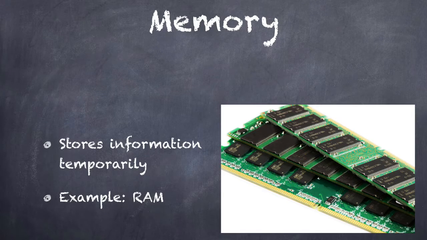Next, we have memory. Memory stores information temporarily. For example, your computer's RAM or random access memory is temporarily storing information or whatever the computer is currently using.